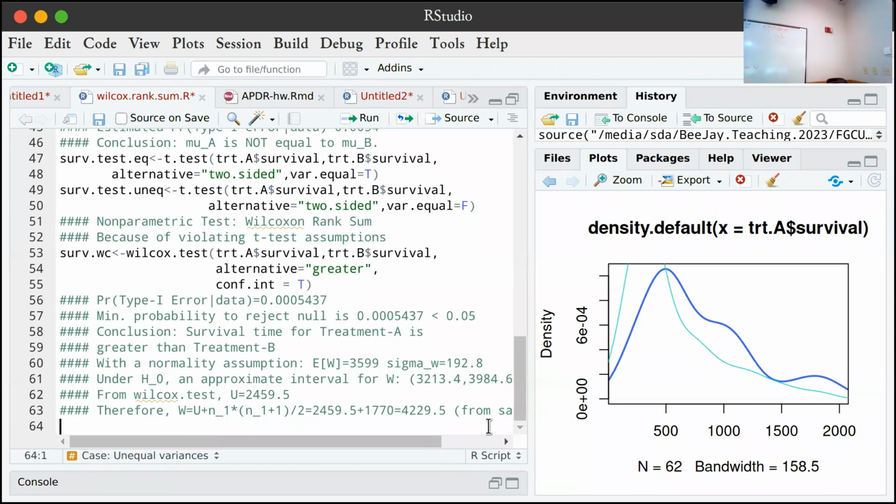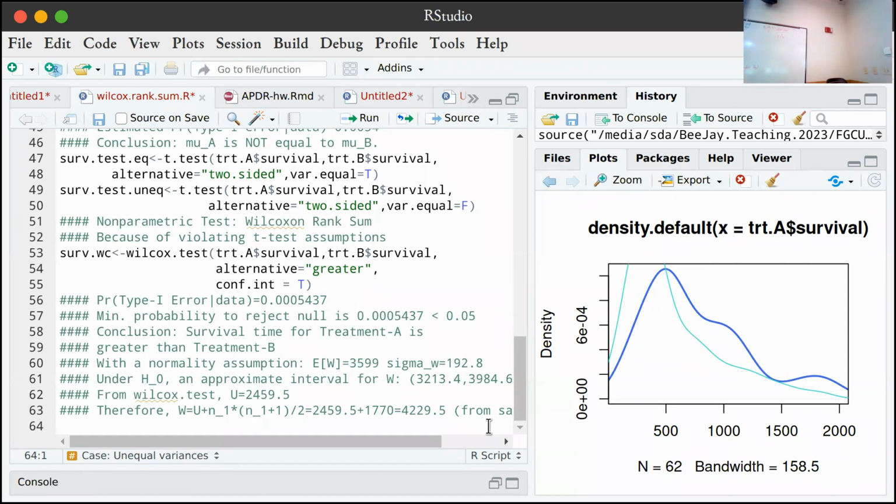A word of caution: the things that I wrote here, lines 60 through 63, I'm making an assumption, a normal approximation. But in 45.02, non-parametric inference, we got into the theory of approximations of non-parametric tests.